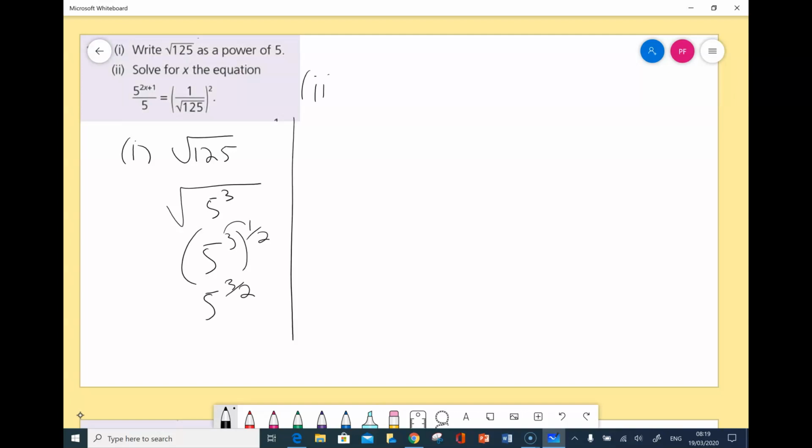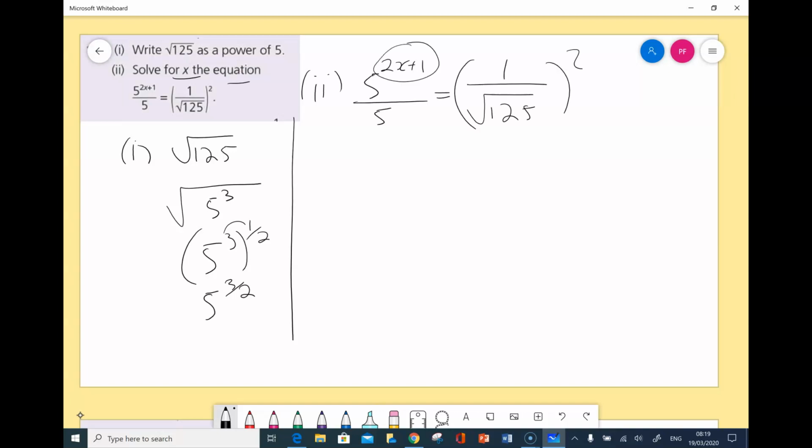Part 2. Solve for x in the equation. So I've got 5 to the power of 2x plus 1 over 5 equals 1 over the square root of 125, all to be squared. So what I'm looking for is the x that's up here in the indices, and when that happens, we need to make all our base numbers the same. So I've got 5 to the power of 2x plus 1 over 5 equals. Now, from part 1, I know that the square root of 125 can be written as 5 to the power of 3 over 2.